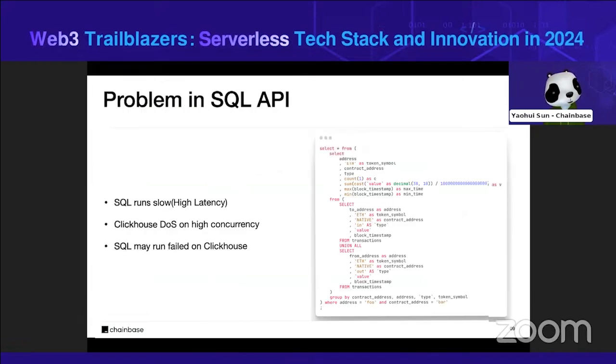Moving on to our SQL API, we have recognized that in certain specialized SQL cases, there were critical issues that need addressing because the SQL runs directly on ClickHouse. This includes handling slow SQL runs, which often suffer from high latency, addressing instances where high concurrency leads to query failure in ClickHouse, and ensuring that SQL queries run successfully on ClickHouse without unexpected failures.